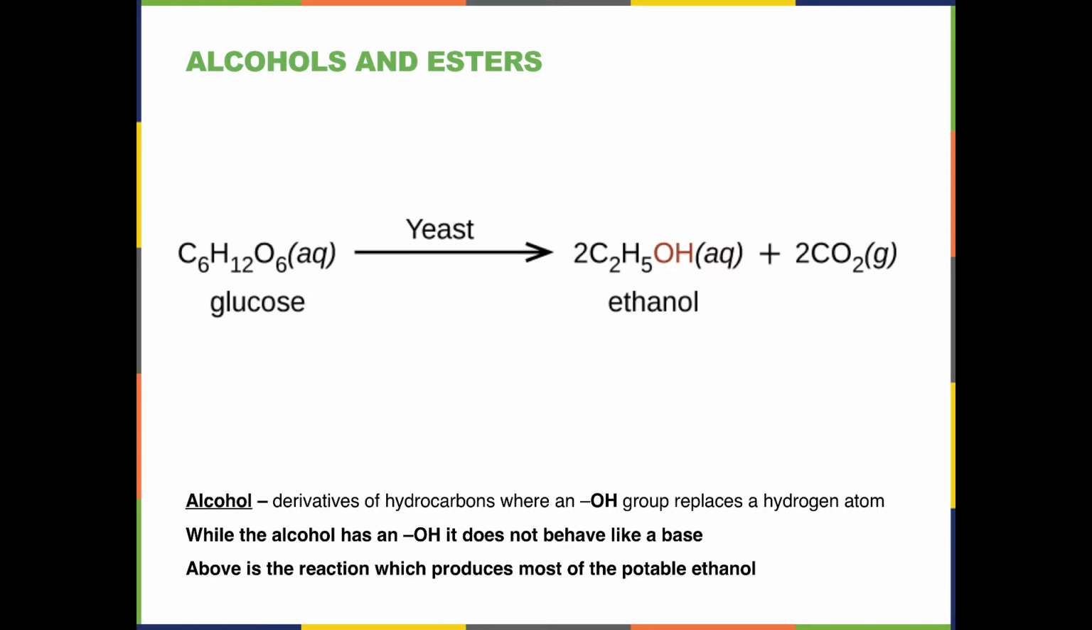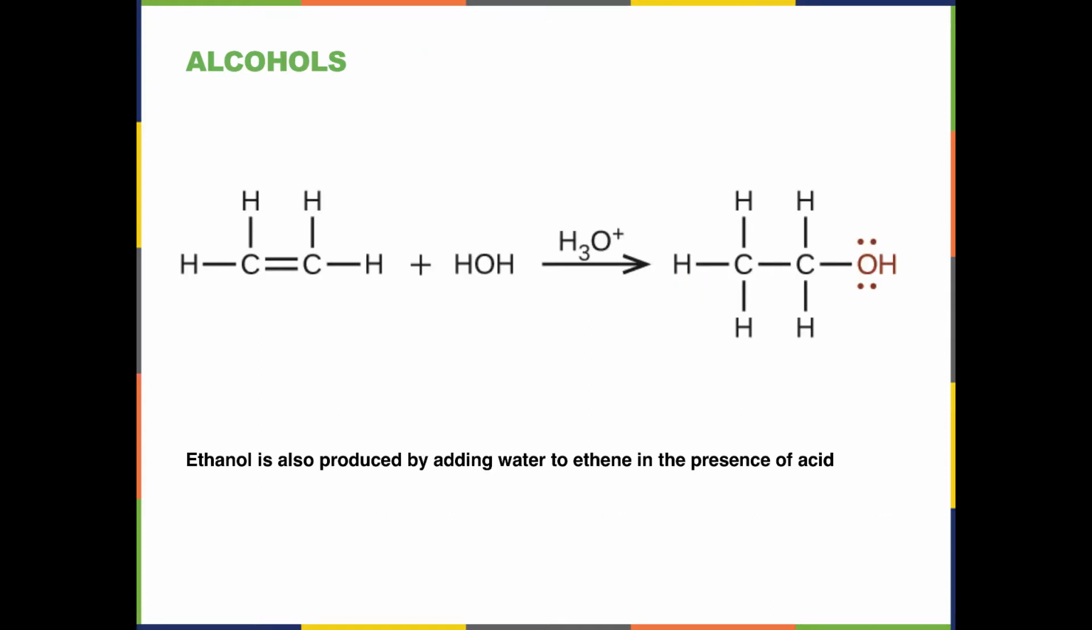The above reaction, as I said, is used to produce most of what we call potable, which means drinkable or consumable, ethanol. Ethanol is also a product when you add water in the presence of an acid to the alkene ethene. So if you add water to ethene in an acid medium, you form the pictured ethanol on the right.